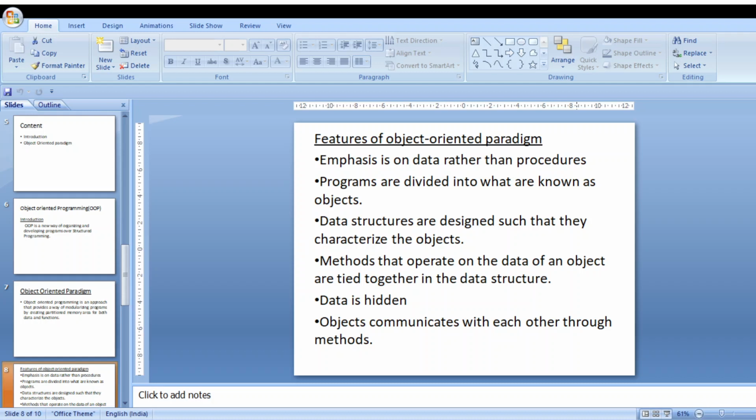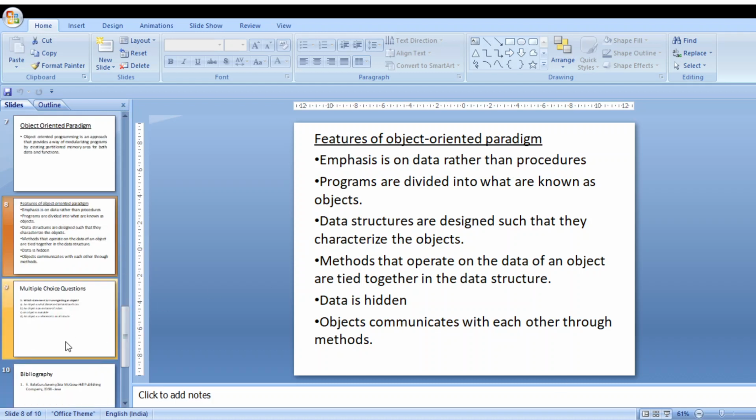Here data is hidden, and objects communicate with each other through methods, so that it provides security for the data. I hope you have understood the concept of the object-oriented paradigm. Thank you all.